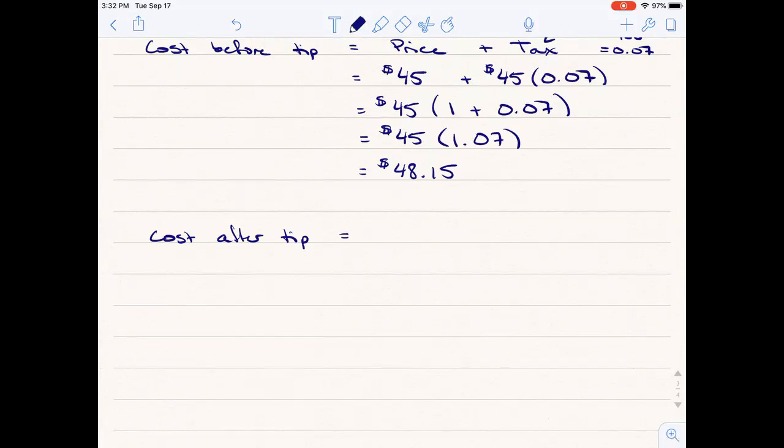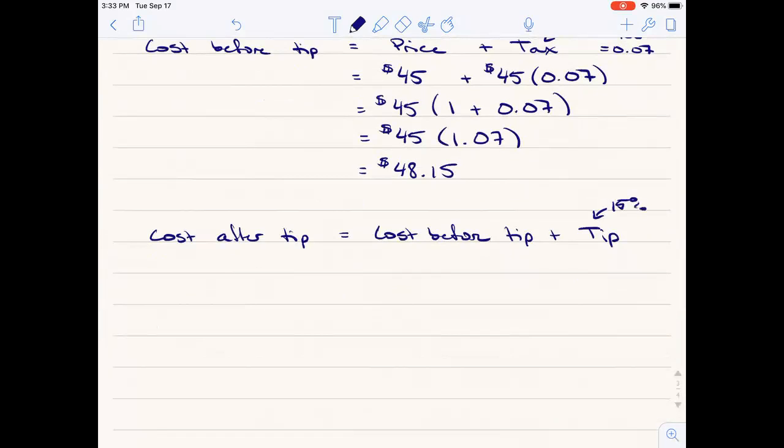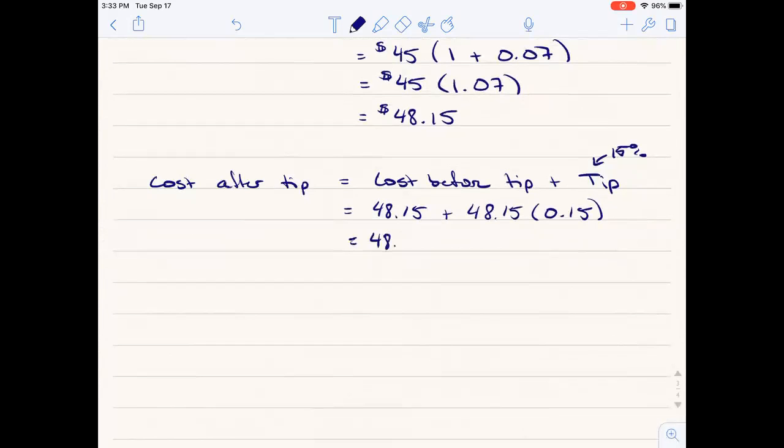So the cost after the tip is going to be, I'll use words first, the cost before the tip, which is what we just found, plus the tip. And the tip is going to be 15%, I think it was. Yeah, 15%. And so we've got 48.15 plus 48.15 times 0.15. Same idea, the exact same idea. And even if you wanted to skip that step and go straight to 48.15 times 1 plus 0.15, or even further, skip straight to here, 48.15 times 1.15.